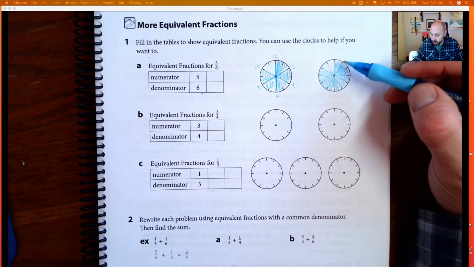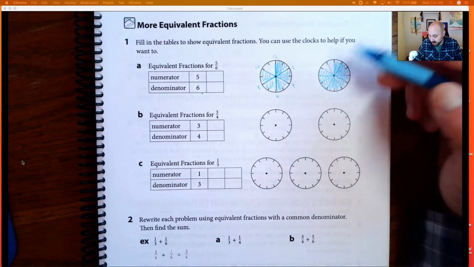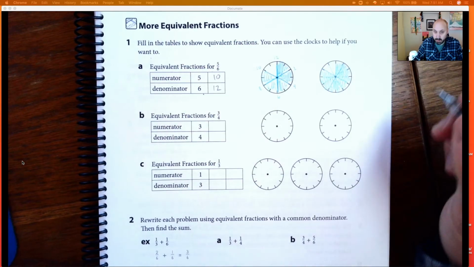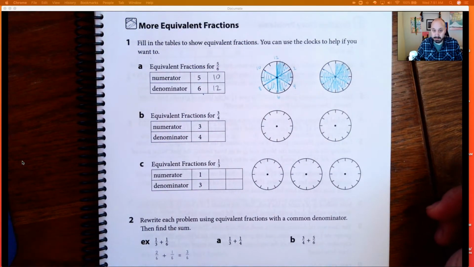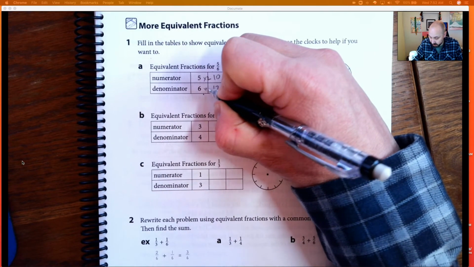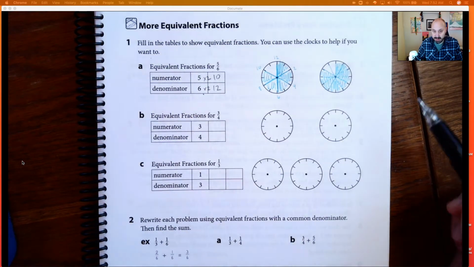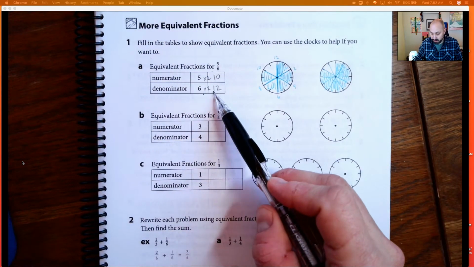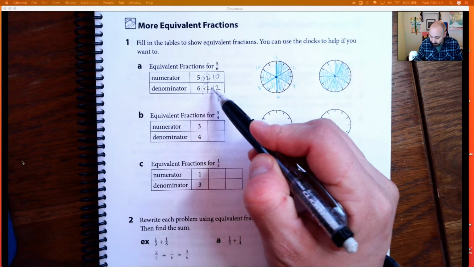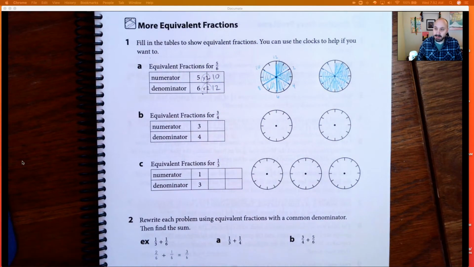Okay, so now I have 10 out of 12 shaded in. So 5/6 is equivalent to 10/12. And we know that because if I double the 5 and I double the 6, 5 times 2 is 10, and 6 times 2 is 12. Remember, whatever you do to the top, you have to do to the bottom. Whatever you do to the bottom, you have to do to the top.